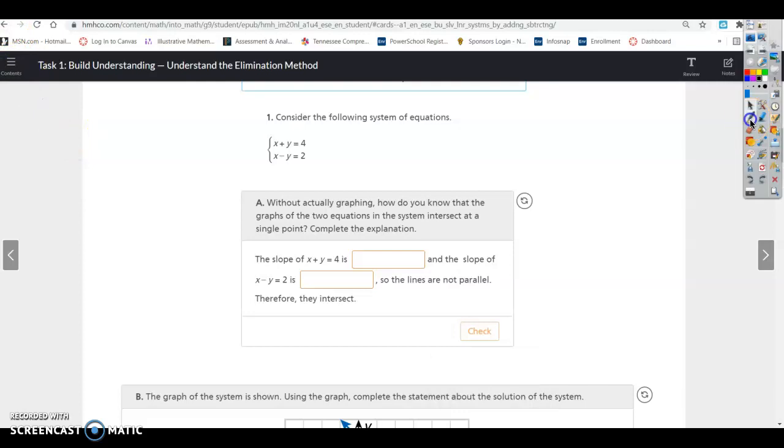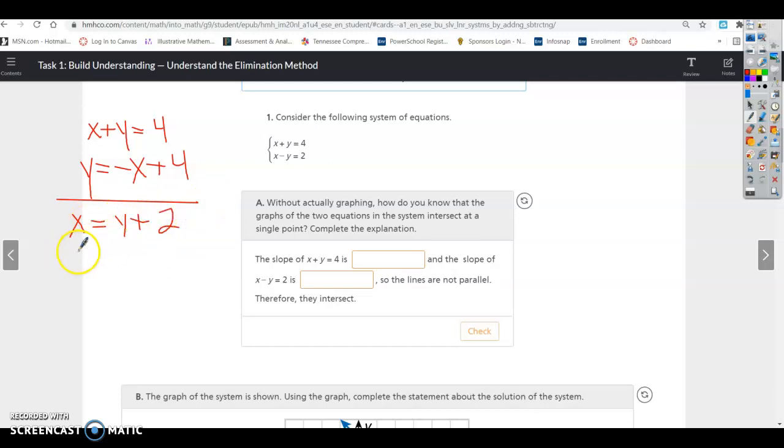Let me find my pen. Alright, so if we have x plus y equals 4, we can quickly subtract the x to the other side, so y equals negative x plus 4. So we can see that the slope, y equals mx plus b, is negative 1. For the other equation, we can just move the y to the other side. So we can do x equals y plus 2, move the 2 over, so y equals x minus 2. The slope here is 1.